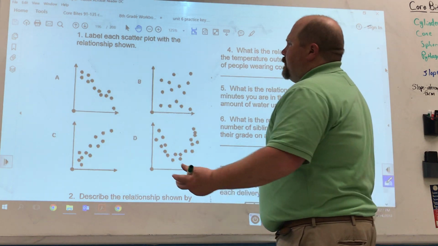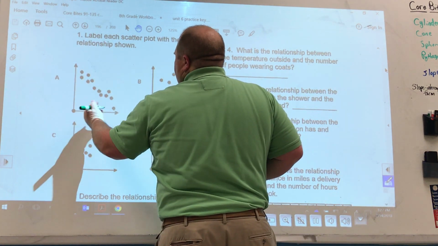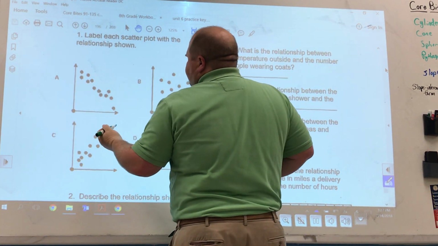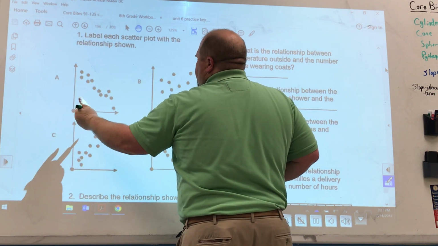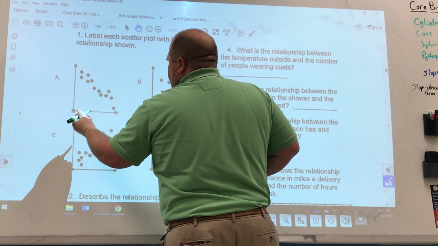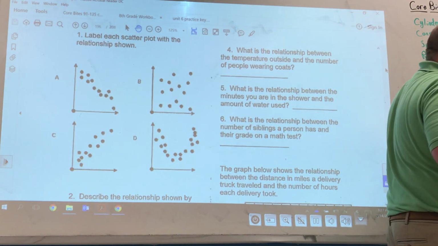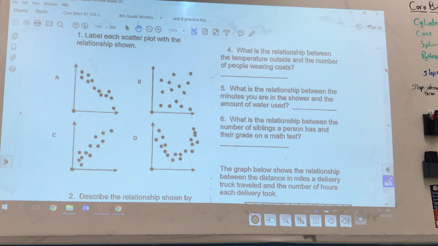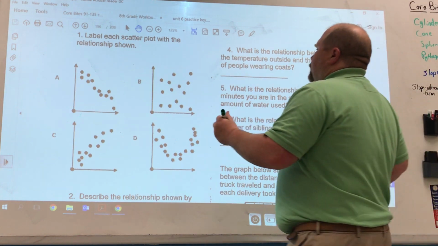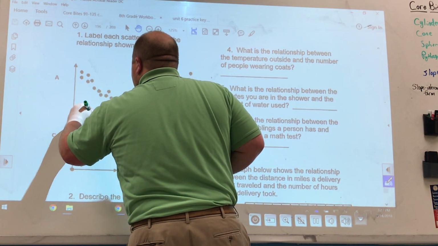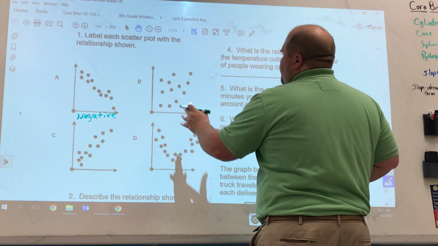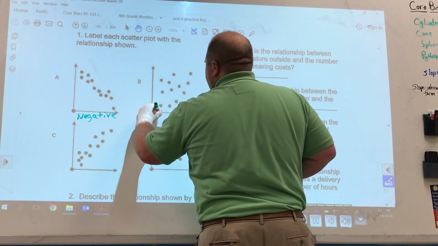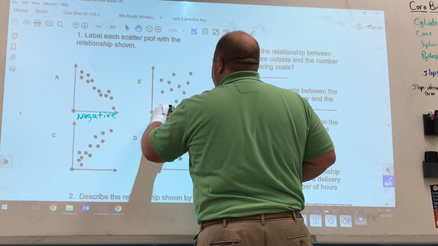So if we look at problem number A, we can see that it is going downhill when we read it left to right. So as the x value is increasing, the y value is decreasing. So this is a negative relationship. So 1A is a negative relationship. Alright. So 1B, they're random, there's no pattern to it, so this is what we would just call no relationship or no association.